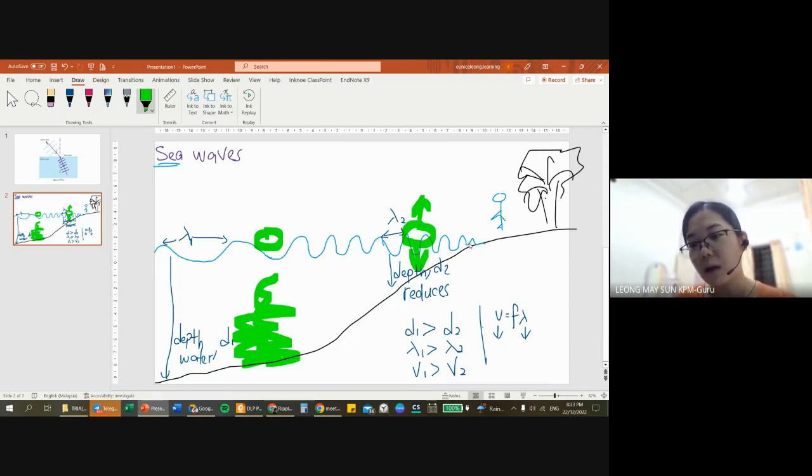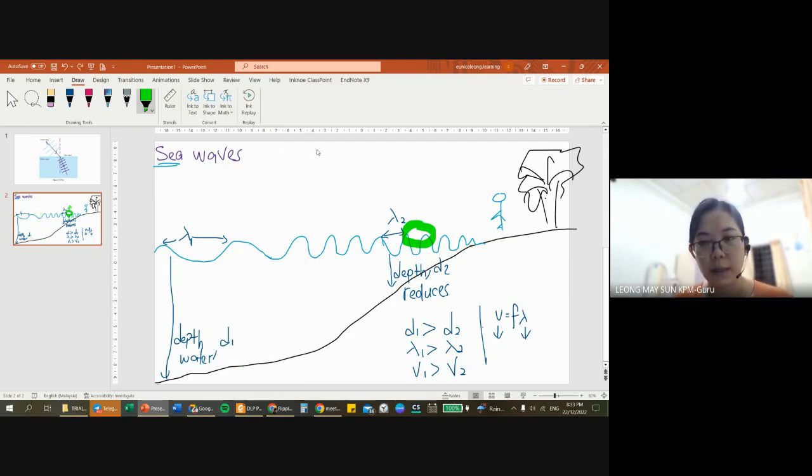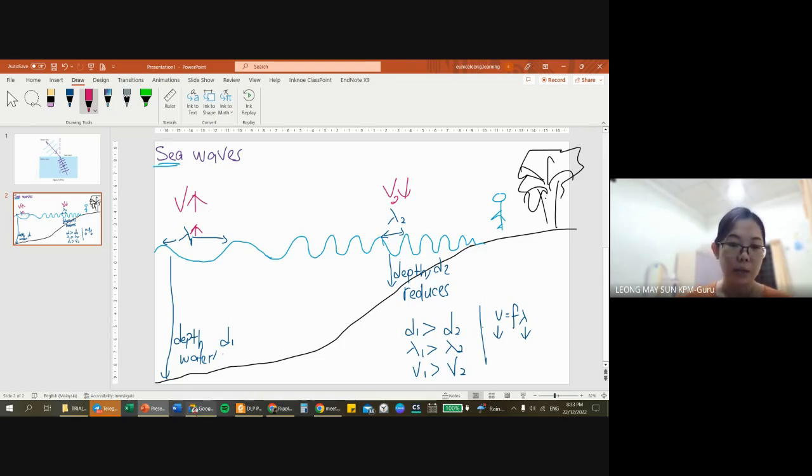The closer you are to the seaside, the depth actually reduces. The wavelength reduces, therefore, the wave speed also reduces. When you're further away out towards the deep sea region, the depth of the water is more. Therefore, the wavelength between the two crests of the sea wave is greater, and the speed of the wave out there is also much greater. Okay, so that is water wave.